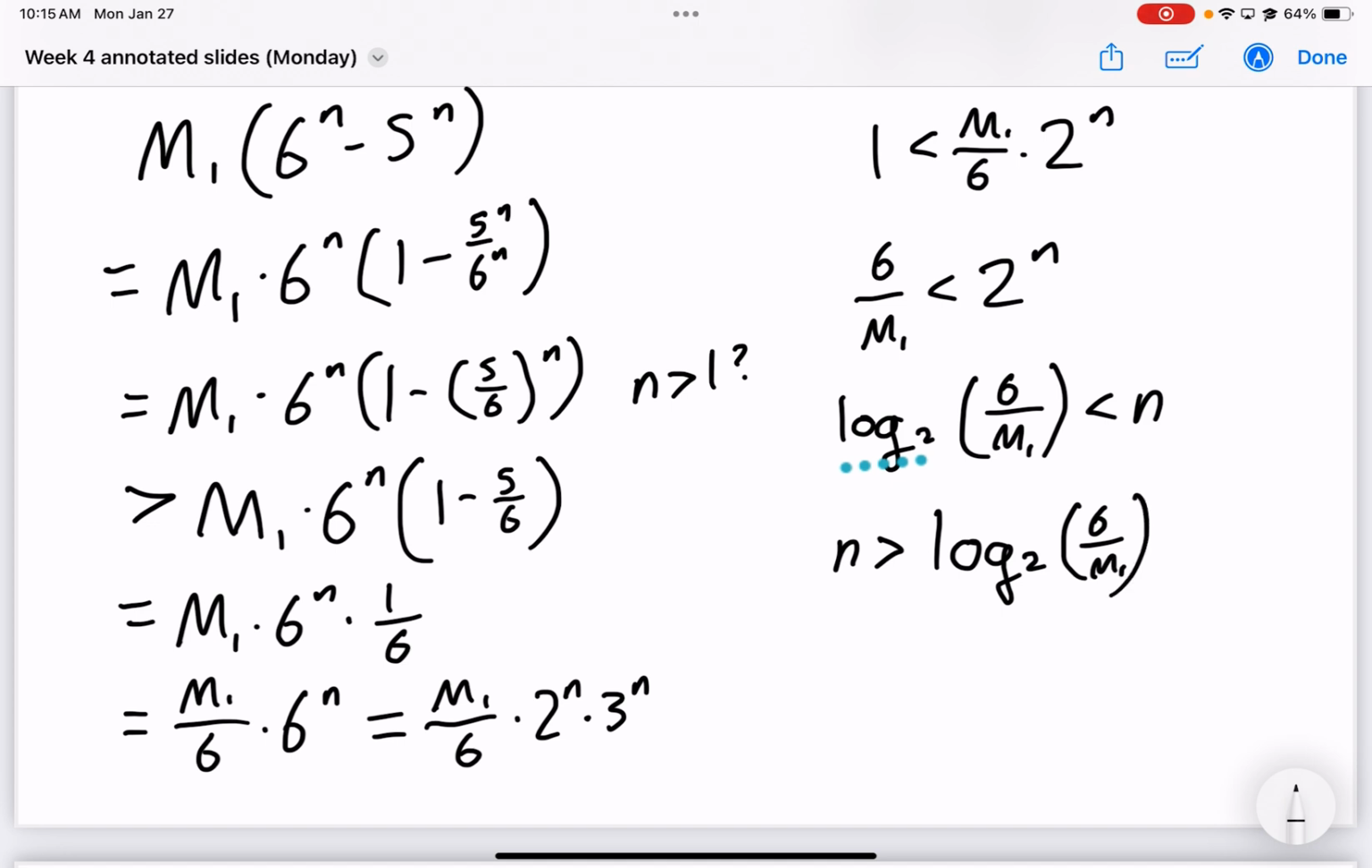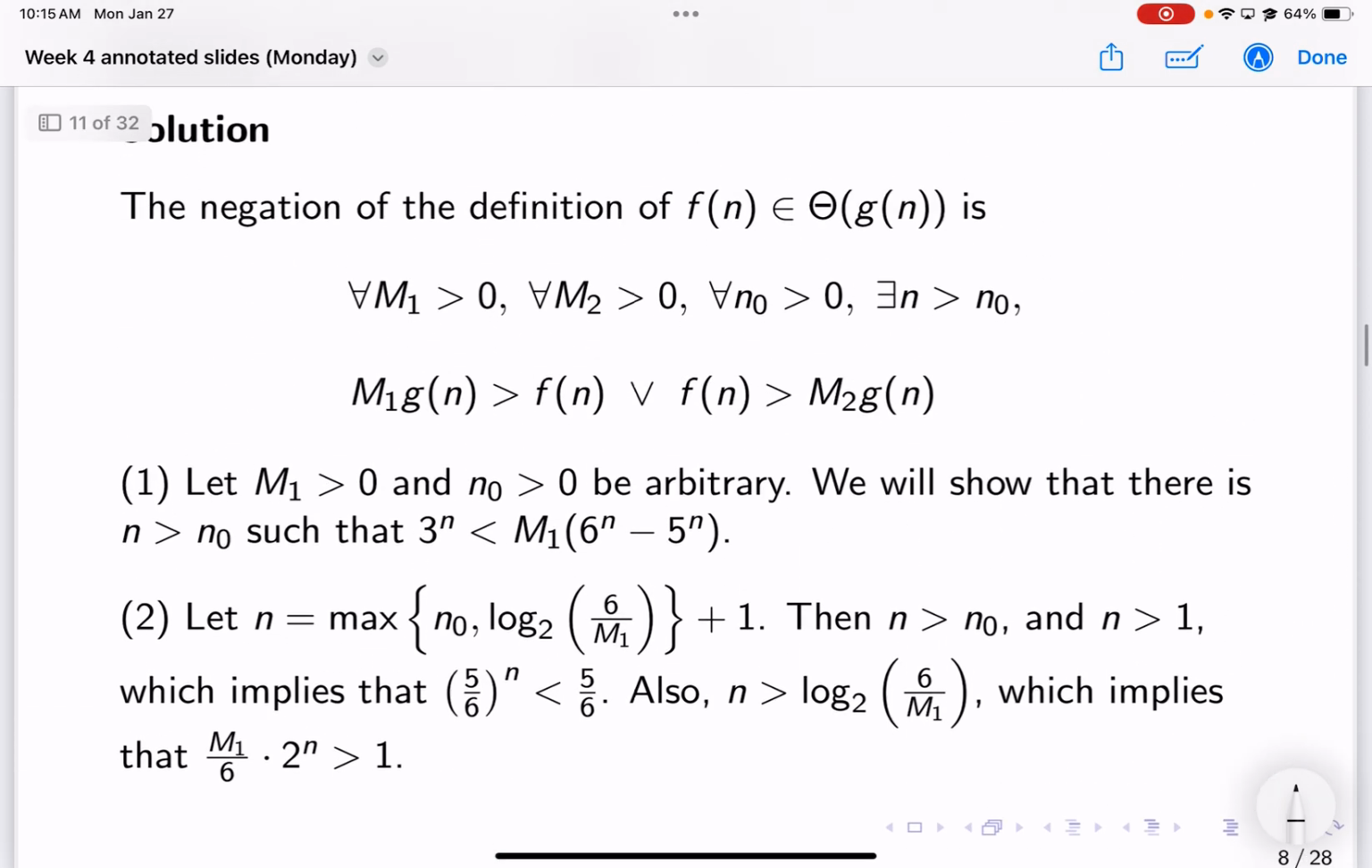And there we have another lower bound. If n is greater than log base 2 of 6 over m1, then the whole inequality should work, just as the main proof says.